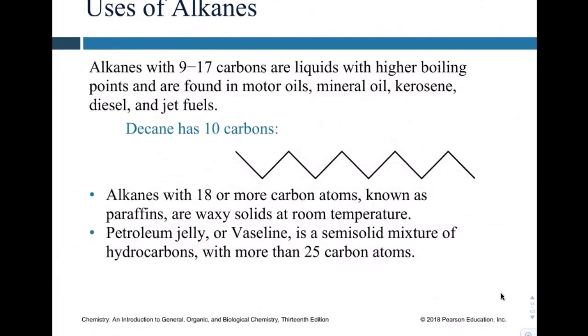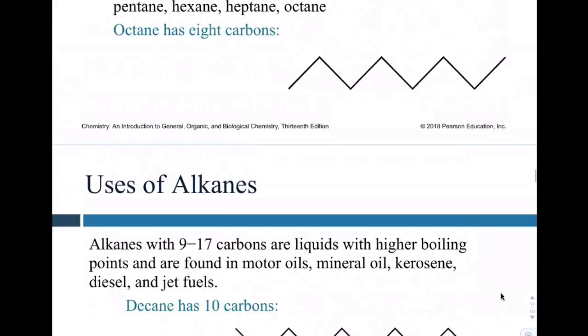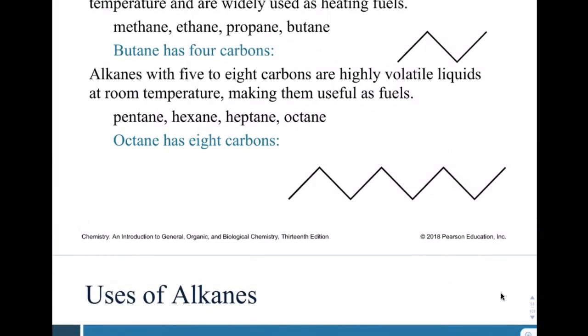And then anything above 9 is going to be liquids with higher boiling points. And then 18 or more is going to be your waxy solids, your paraffins. If you've ever used paraffin wax, petroleum jelly, Vaseline, those guys. The octanes are going to be volatile, right? Volatile means they turn into gases pretty easily. When you get gasoline at the pump, you can probably smell it. So that's octane being this volatile liquid. They're right on that border of liquid and gas.